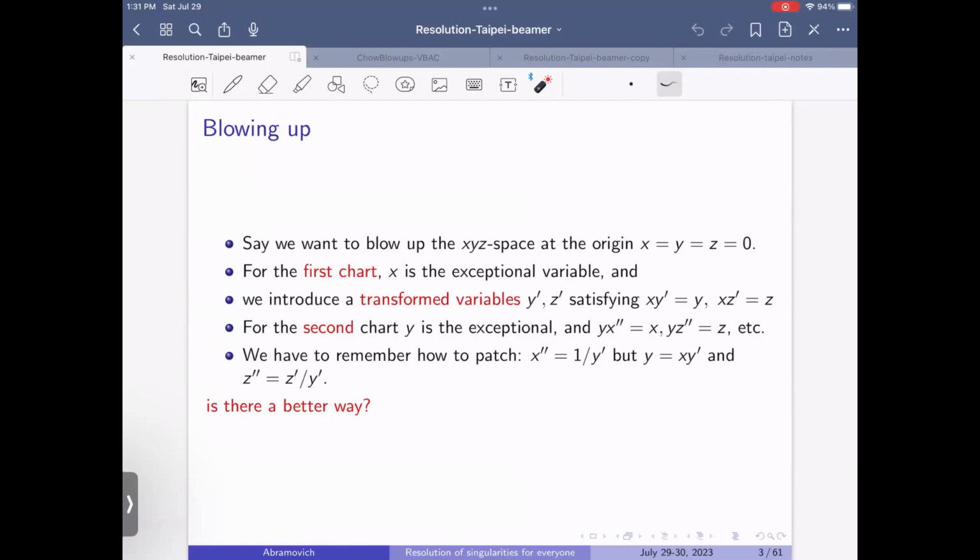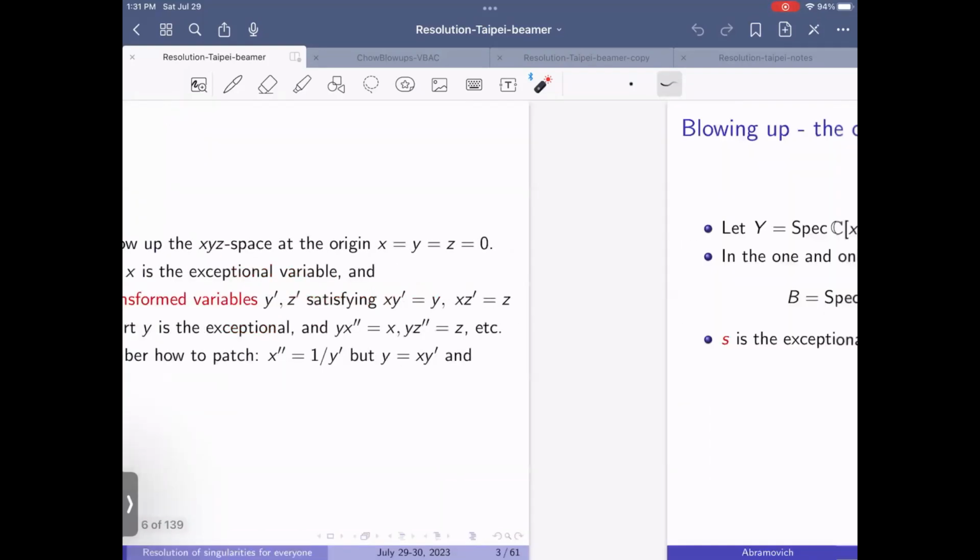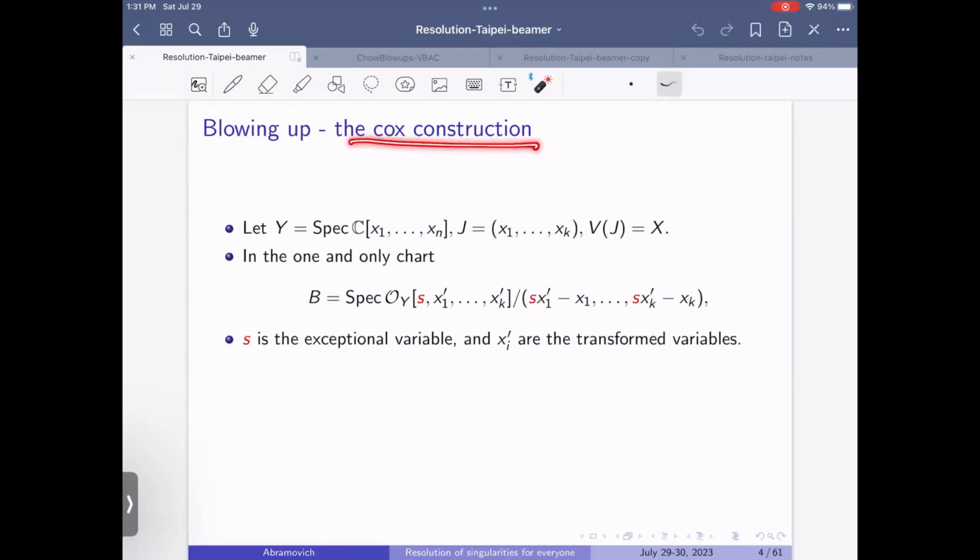So this is what is known as the Cox construction nowadays, except that it has been discovered in one way or another several times over the history. And I find it very useful, at least when proving how things behave under blowups for the purpose of resolution of singularities. So let's do the simplest possible case.